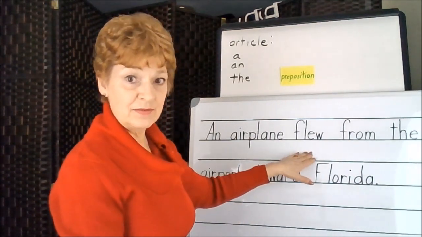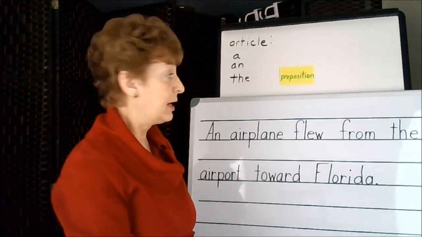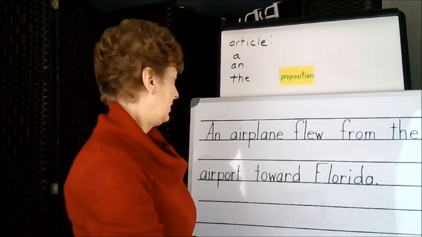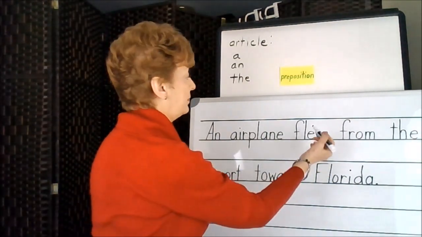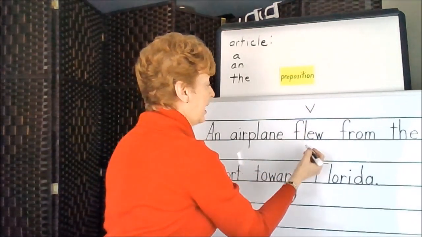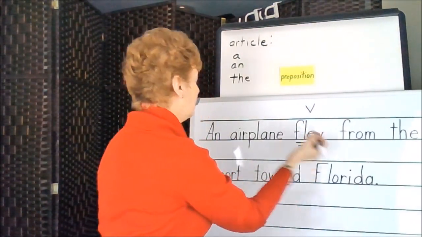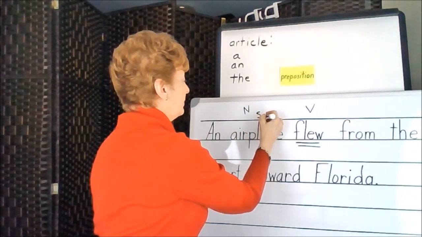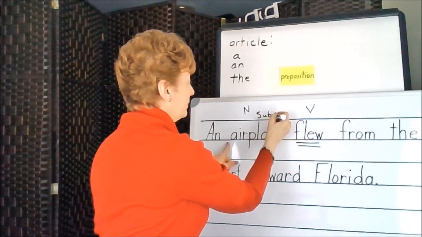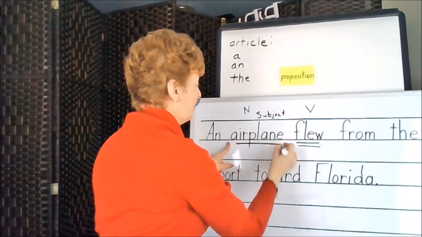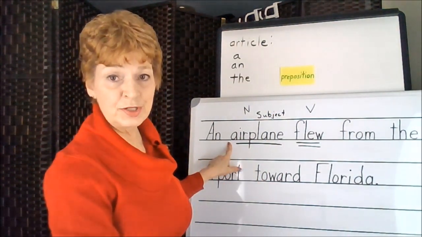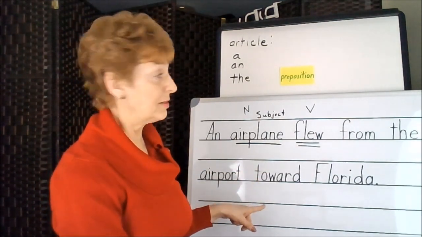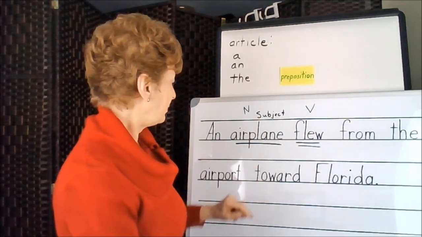It's a past tense of the verb. The action's already occurred, but the airplane did fly. So we have our verb with the noun airplane being the subject. So we have our subject and verb, and we have eliminated those two words from this sentence for being a preposition. We've already identified them.